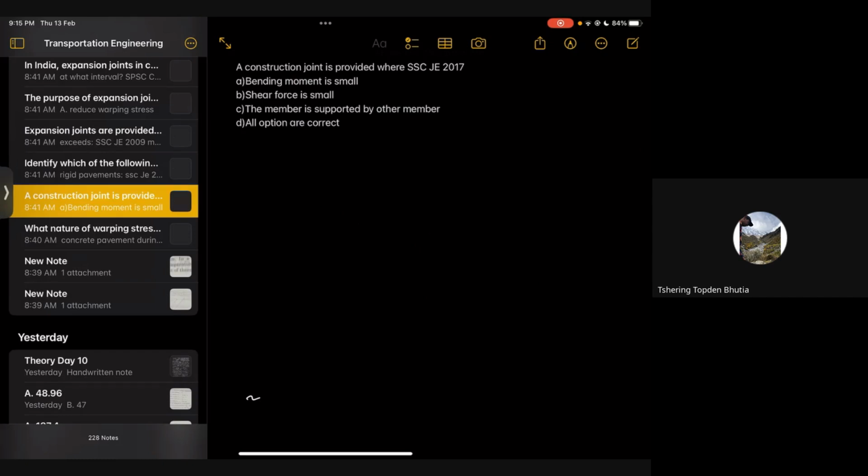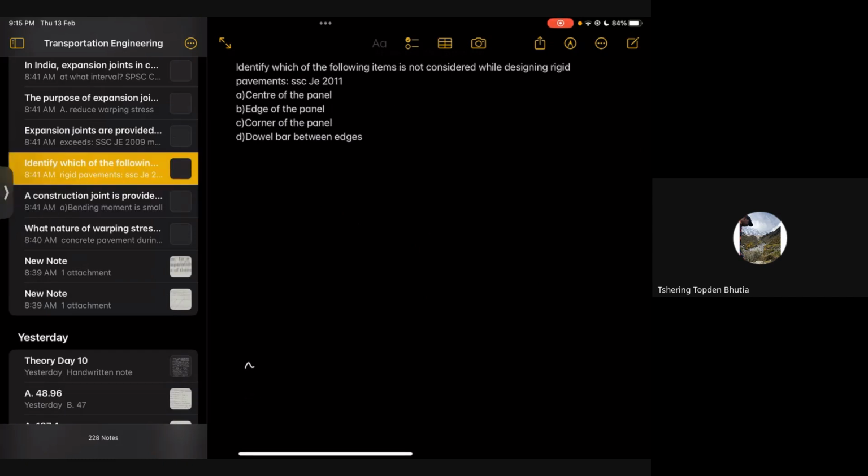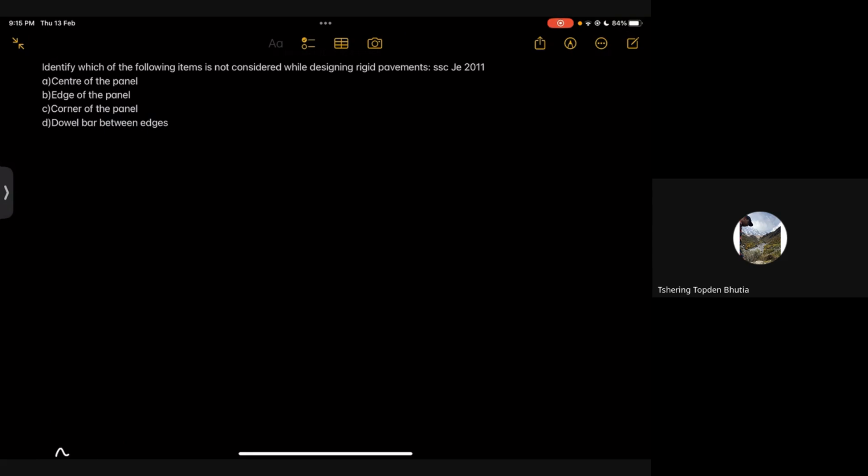Okay, you can attempt this SSC 2011 question. Poll number 12: which of the following items is not considered while designing rigid pavements?